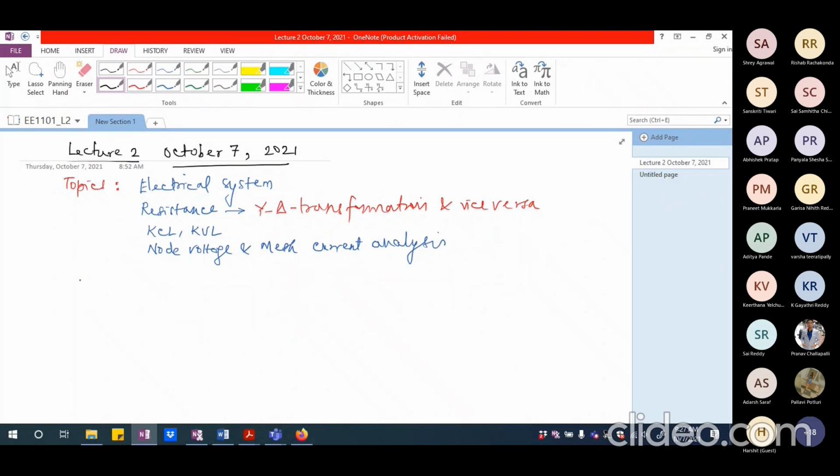Let's first of all look at an electrical system. For example, you think about a torch or a flashlight. It is a very, very simple example of an electrical system where I have a source. The source happens to be the battery. What we have as the battery within the flashlight, that happens to be the source, and the load is the lamp itself.